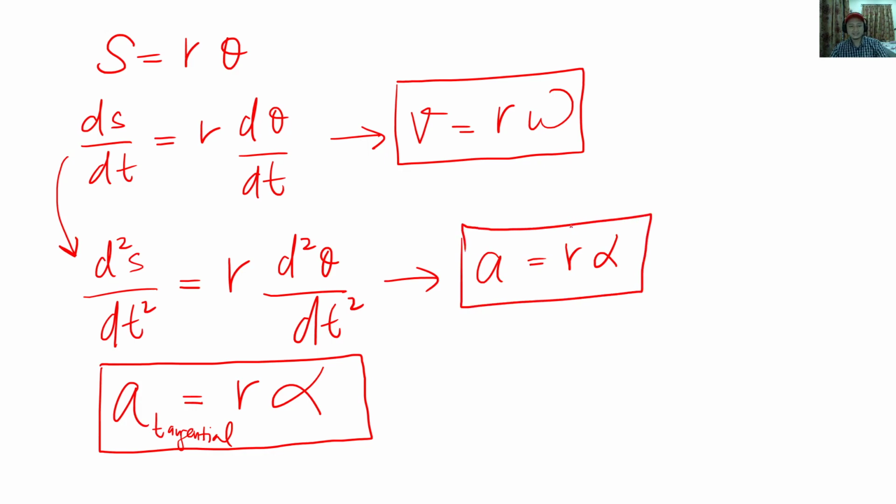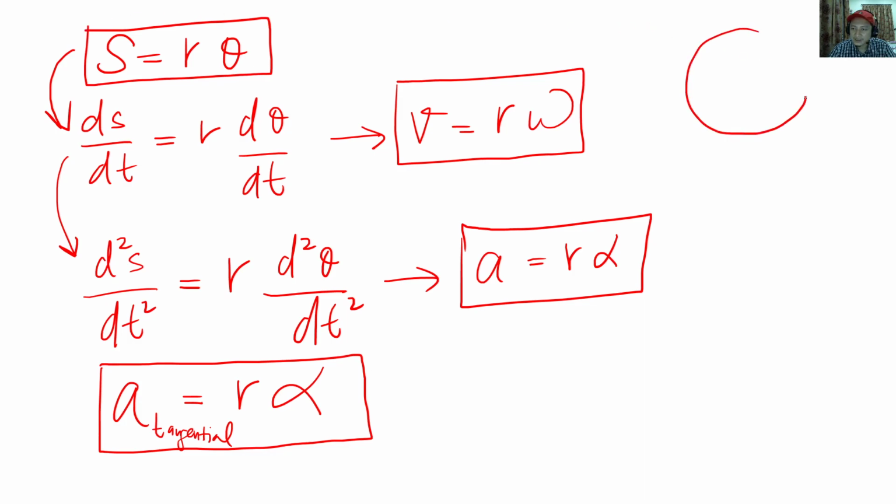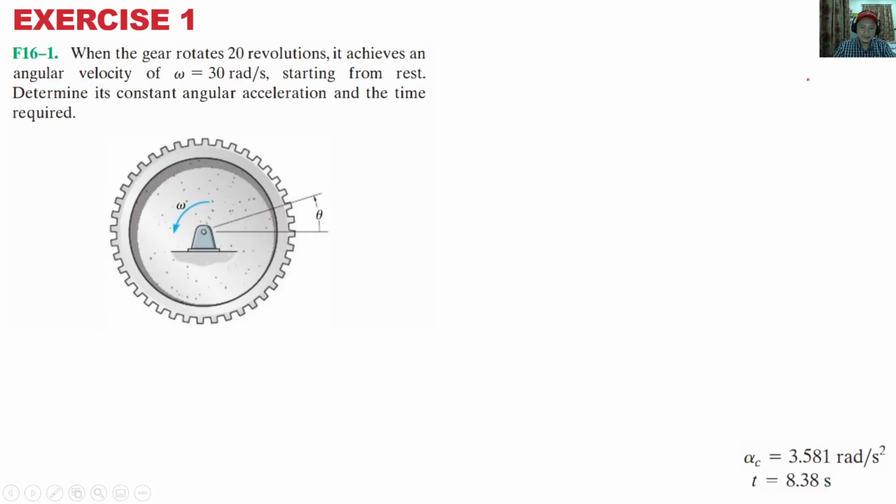So this is the next part of the equation that we derived based on this one. S is equal to r theta. Where does this come from? It comes from your circumference. 360 degrees is equivalent to 2 pi, and your circumference is your S. Okay, so now you're good to go to do some exercises.